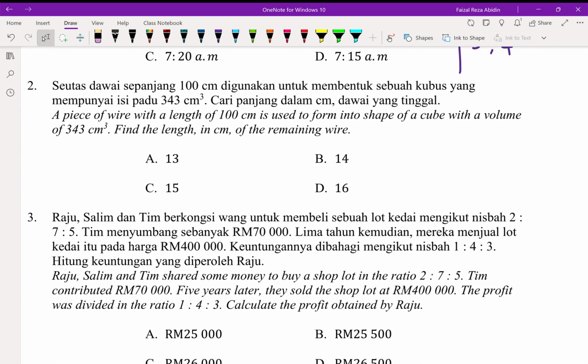So sorry, this one is Form 1 and Form 2 syllabus only. I already told you, isn't it? For our section A here.